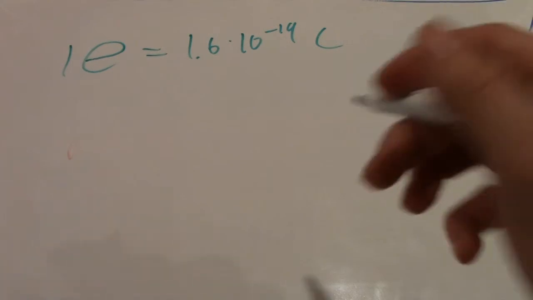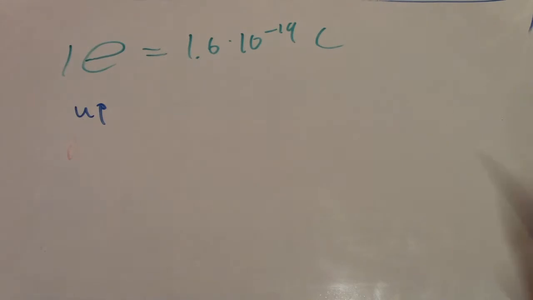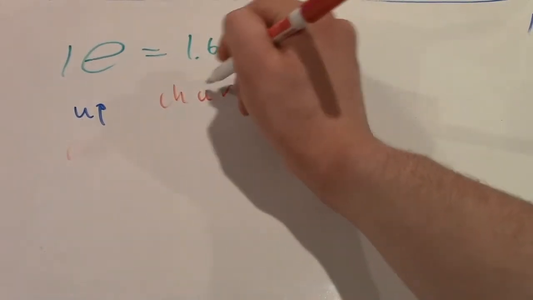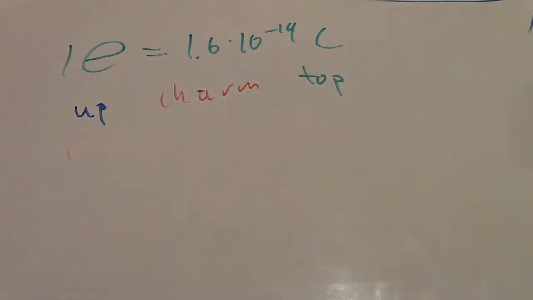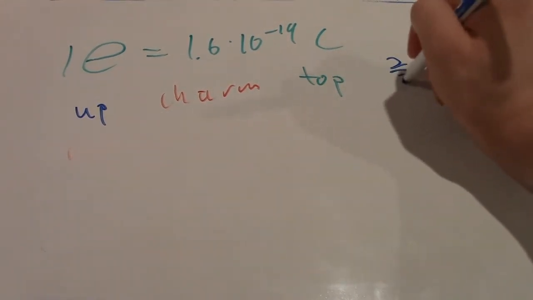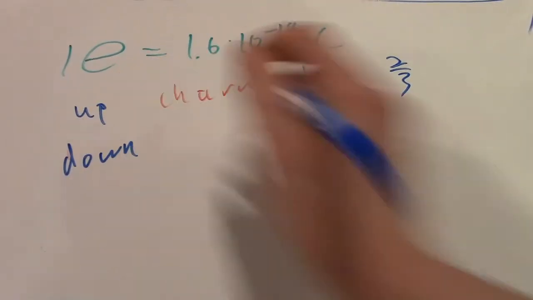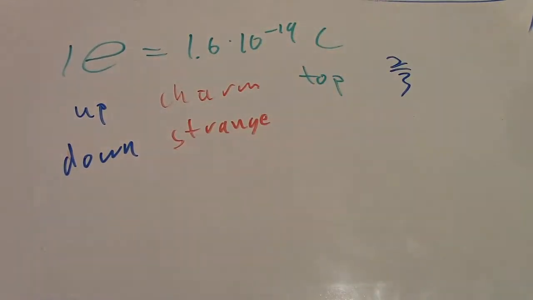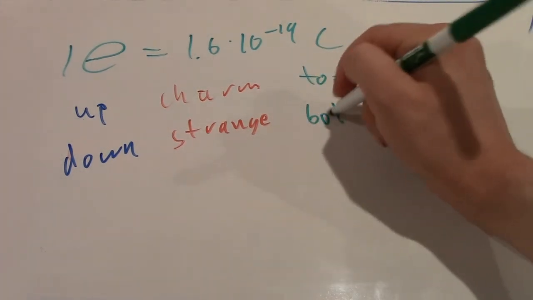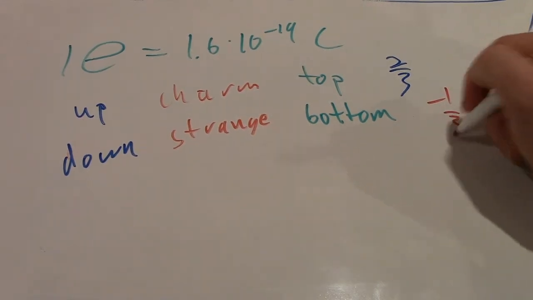Now, as for the quarks, the top row of quarks, or the up, charm, and top quarks all have an electric charge of 2/3. As for the bottom row, or down, strange, and bottom quarks, they all have an electric charge of -1/3.